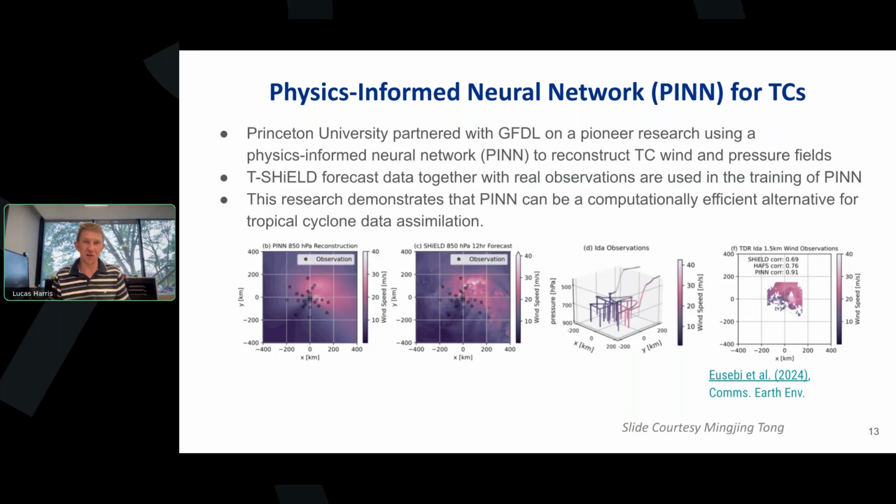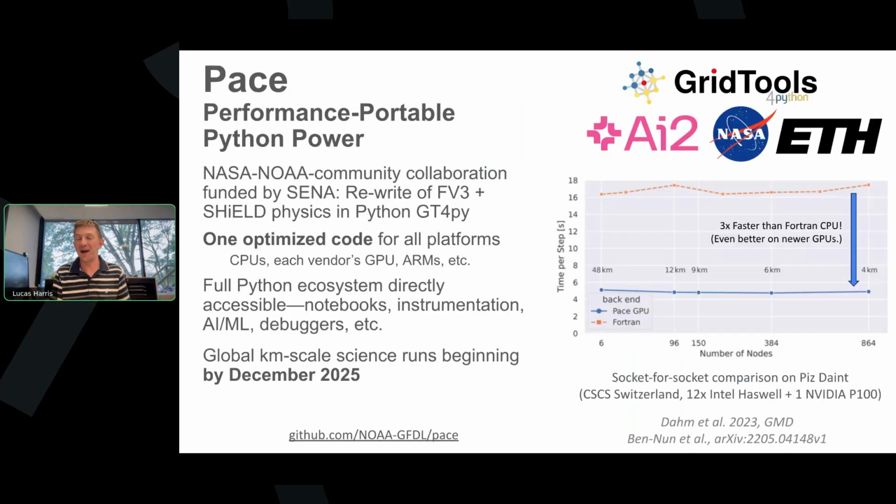And finally, I want to mention another AI2 initiated project called PACE. This is a project to rewrite FV3 and SHiELD in a dialect of Python, GT4Py, that was developed in Switzerland. It's now being used by the European Center and the Max Planck Institute. And this allows you to not just have one optimized code. You write in stencils with Python. It gets translated into optimized code for individual CPUs, GPUs, all the different GPUs, ARMs, quantum computing, and so on.